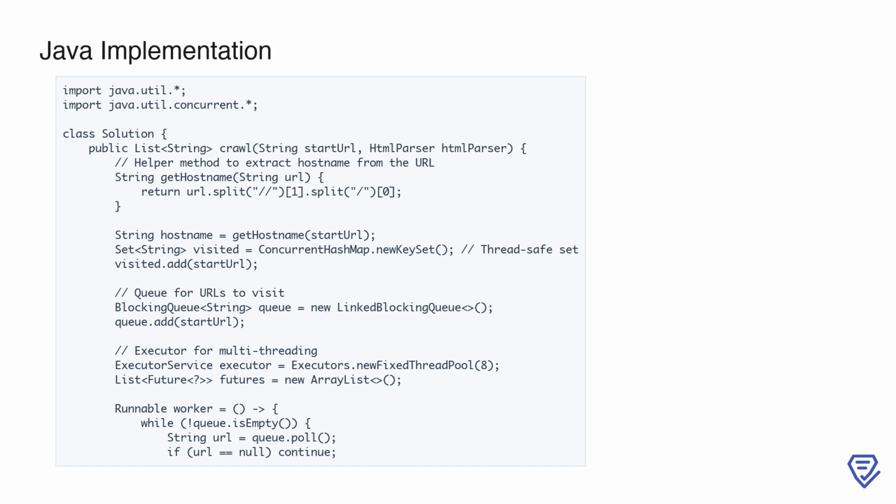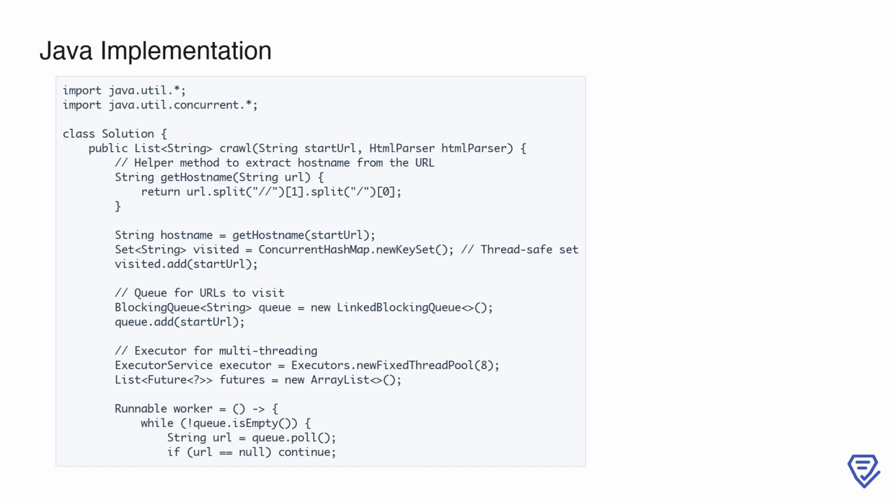We then initialize a thread-safe concurrent hash set called visited to track URLs that have already been processed. The start URL is immediately added to this set to avoid revisiting it. Next, a blocking queue is created to store URLs that need to be crawled. The start URL is also added to this queue.